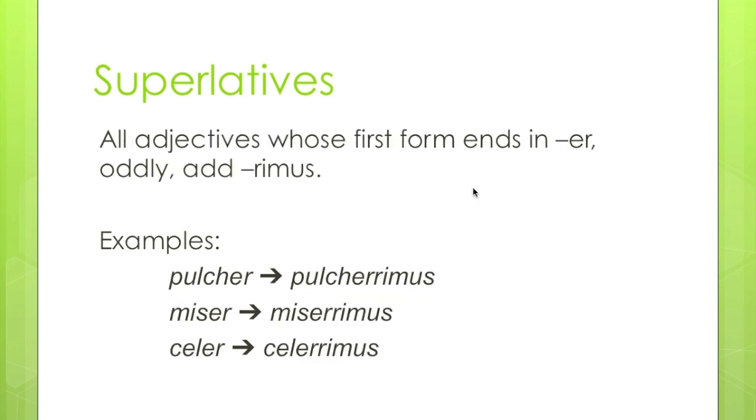Now, there are a couple of little weird exceptions to that. Generally, superlatives are very easy to form. But here's an odd exception. All adjectives whose first form ends in -er oddly add -rimus. This includes words like pulcher, miser, and also third declension adjectives like acer, or celer. So pulcher goes to pulcherrimus. This means beautiful. This means most beautiful. Miser goes to miserrimus. This means wretched. This means most wretched. Celer means swift, and celerrimus means most swift, or swiftest, I should say, probably swiftest.